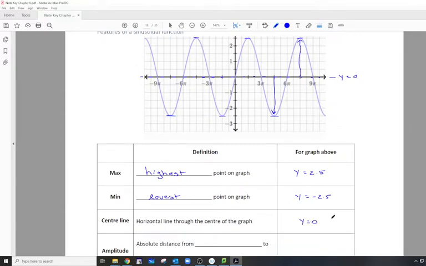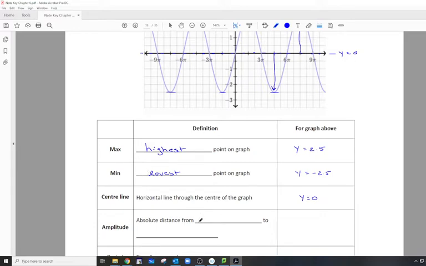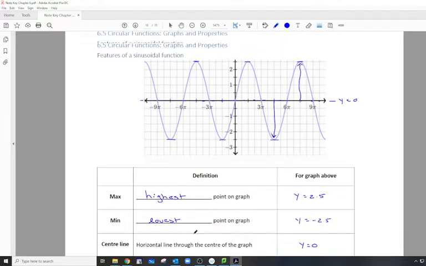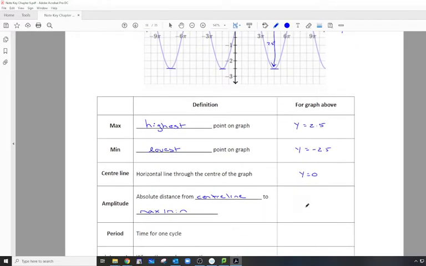Now, one of the most important terms is this new term, which is amplitude. The amplitude of a graph is the absolute distance from the center line to either the max or min of your graph. In other words, it's how much it goes up or down from the center line. So if you look here, it's going up 2.5. And you look here, it's going down 2.5. But if we're looking at the size of the up or down, we don't talk about negatives. That's why it's the absolute distance. So the amplitude of this graph is 2.5.